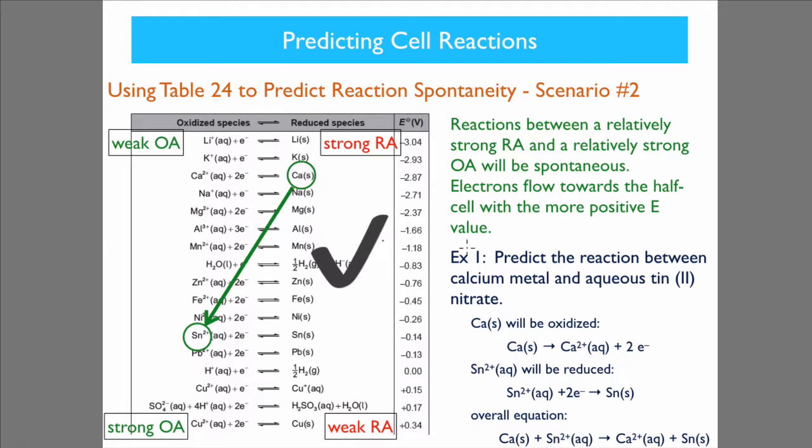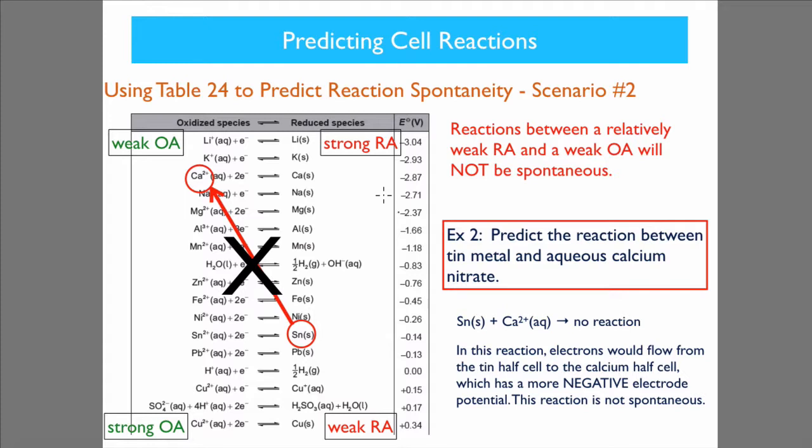to work. Predict the reaction between calcium metal and aqueous tin nitrate. You can write down the two equations, add them together, but obviously a strong reducing agent and a strong oxidizing agent is going to work. It's going to be spontaneous.